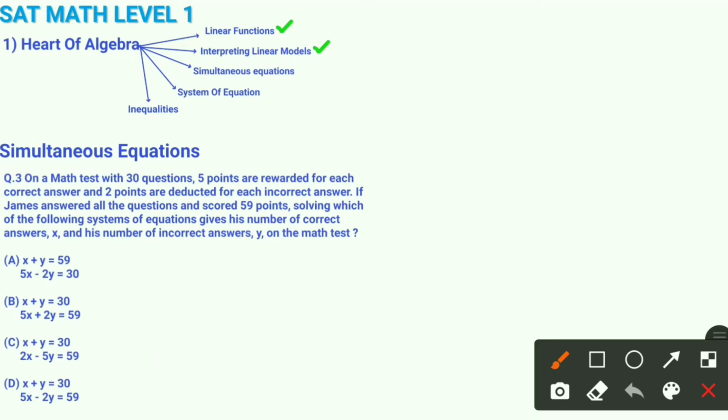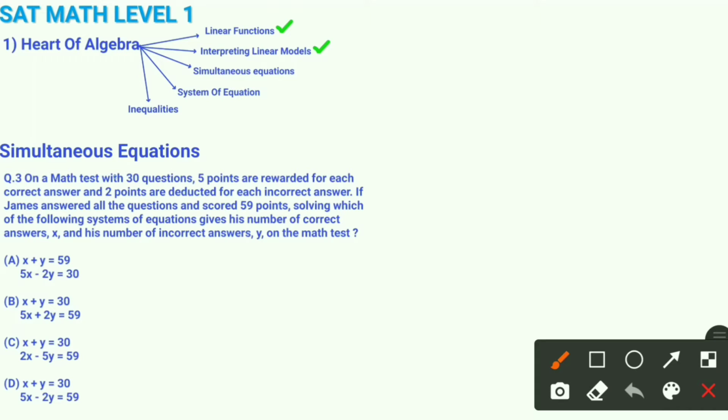Okay, question 3. On a math test with 30 questions, 5 points are rewarded for each correct answer and 2 points are deducted for each incorrect answer. If James answered all the questions and scored 59 points, solving which of the following systems of equations gives his number of correct answers x and his number of incorrect answers y on the math test?